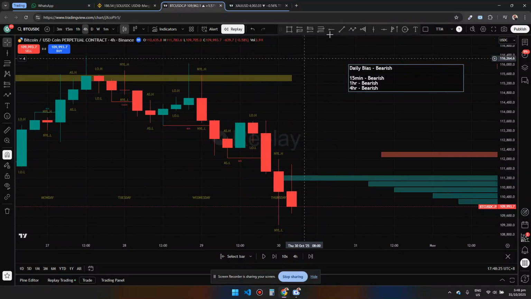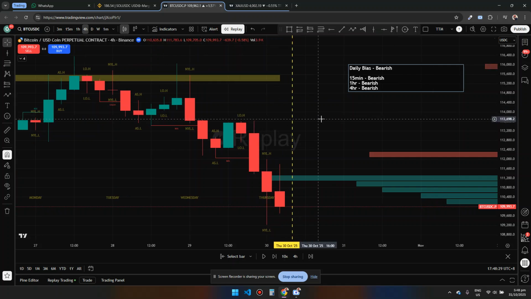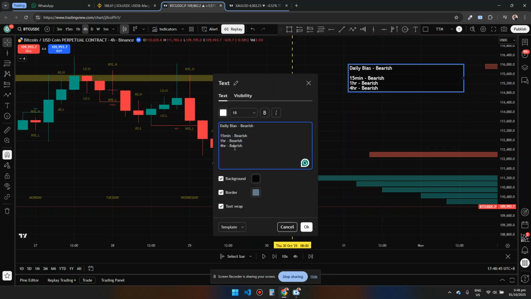All right, so Thursday, 30th October. This is on Bitcoin. So I'm at a 4 hour time frame right now. So you can see here there is a bearish BOS. So I'm just gonna put like 4 hour is bearish.